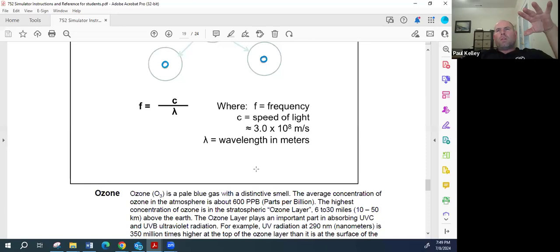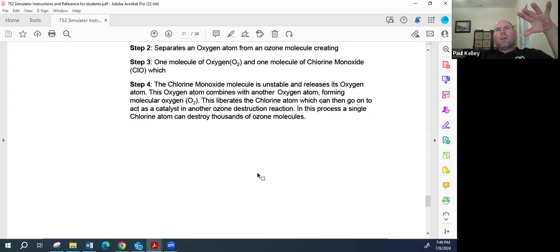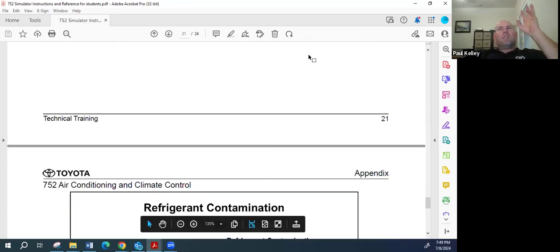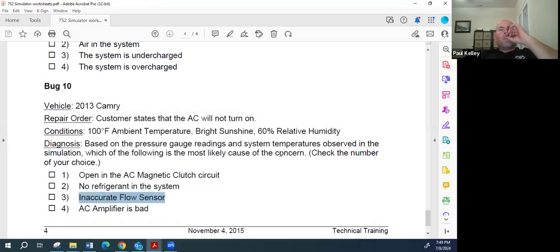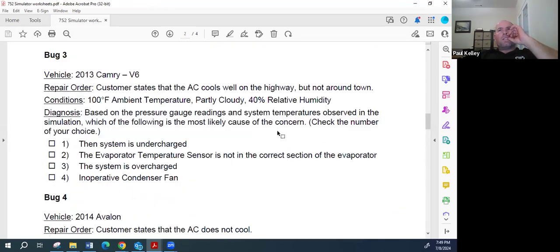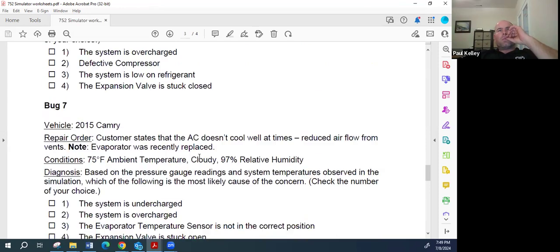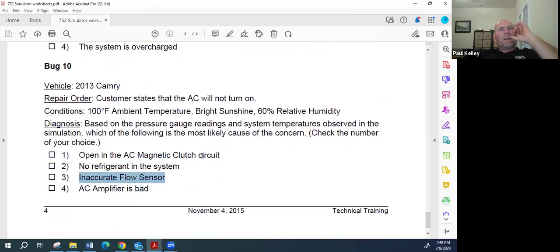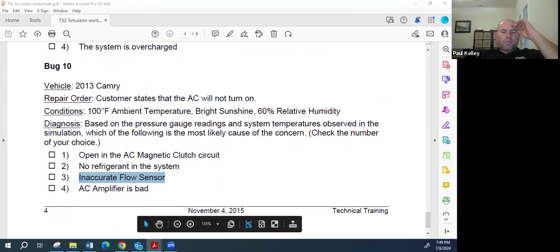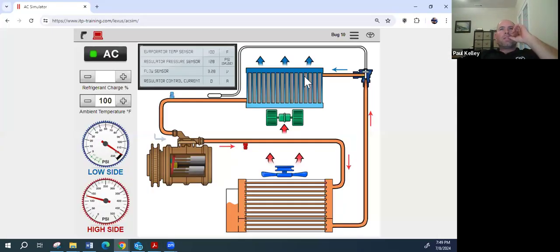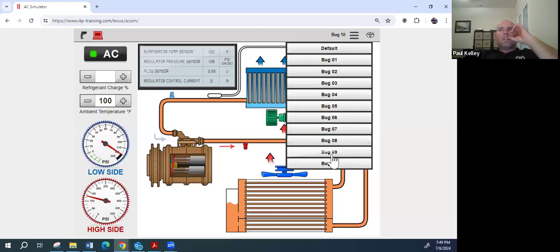So this is what I would do if this was my vehicle. If I didn't exactly know, but I had another vehicle there, right? If I had another vehicle there, I'd jump in and I'd say, well, let me check this other car.